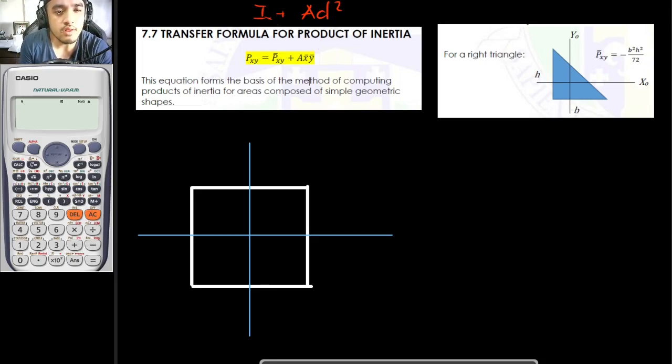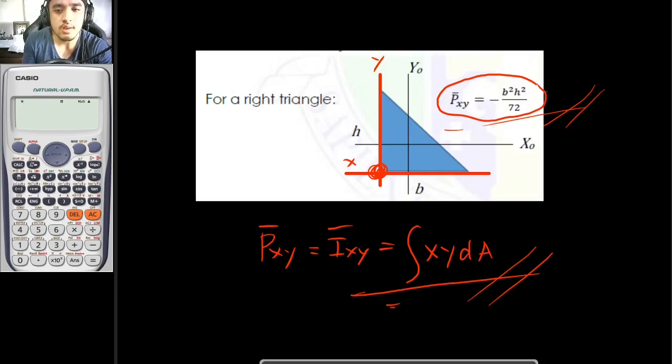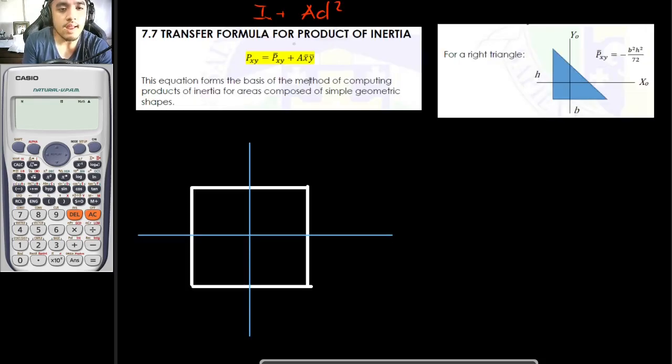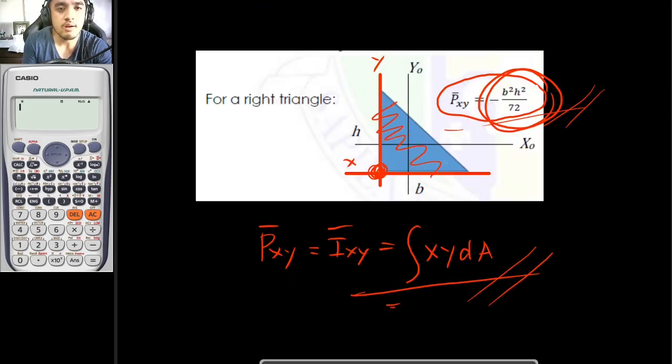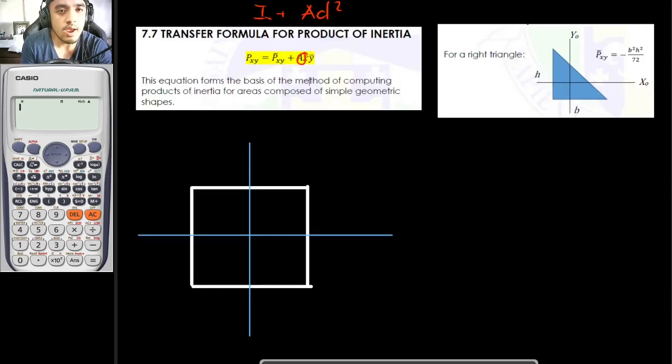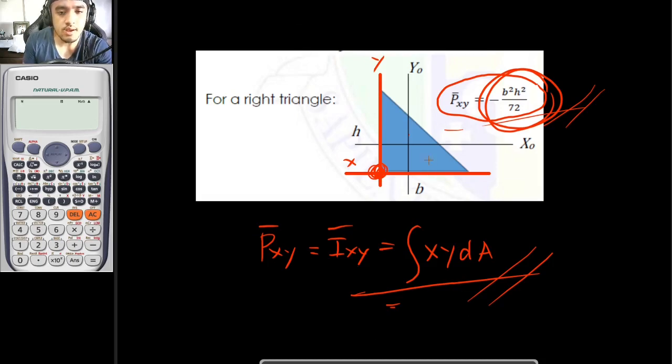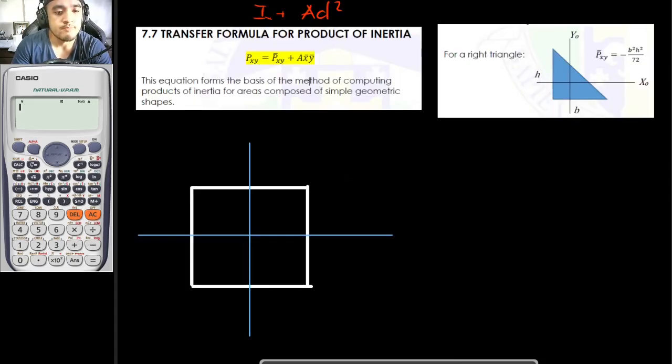But in product of inertia, that is your product of inertia about the centroidal axis. In this case, it would be this one right here. And you would be adding your transfer formula, which is the area of this certain figure, well, the area of the triangle times x and y, which is this one right here. Just take note of the sign convention: if it is towards the right and upward, meaning it would be in the first quadrant, and so on. So that is our transfer formula.